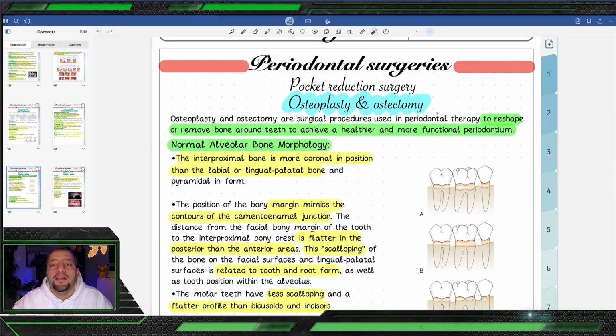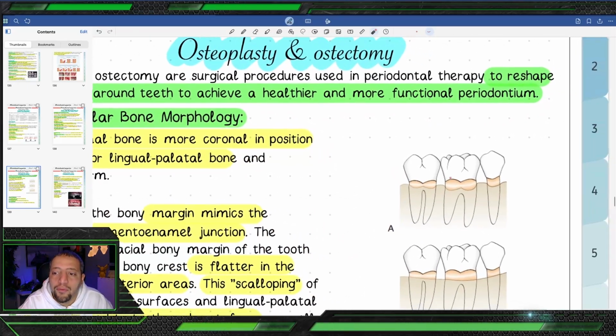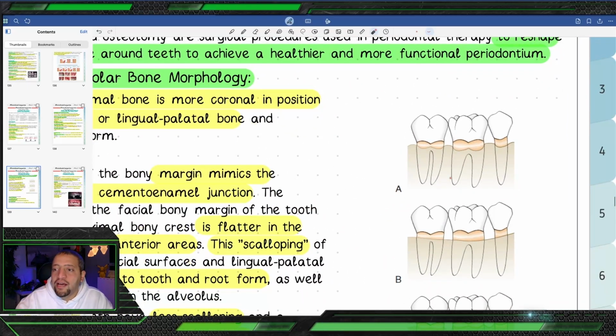Okay, the next type of surgery is osteoplasty and ostectomy. In this one, we are going to reshape or remove bone around teeth to achieve a healthier and more functional periodontium. So before we remove, we should know what we are aiming for. What we aim for is the normal alveolar bone morphology. So what is the normal alveolar bone morphology?